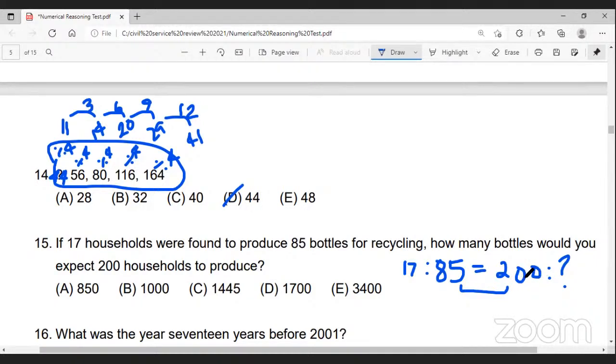Omitting two zeros, multiply 85 times 2, which is 170. Annex two zeros in multiplying to make it 85 times 200. Divide it by 17. So we have 1,000.